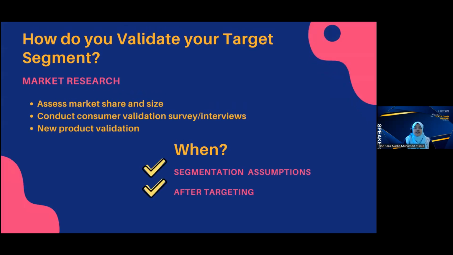Okay, after we've done with segmentation and targeting, this one I may consider a critical part for you to consider. At this stage, how do you validate your target segment other than looking at the characteristics that we discussed just now? One of the best ways is to conduct and rely on marketing research. What are the benefits of conducting marketing research?